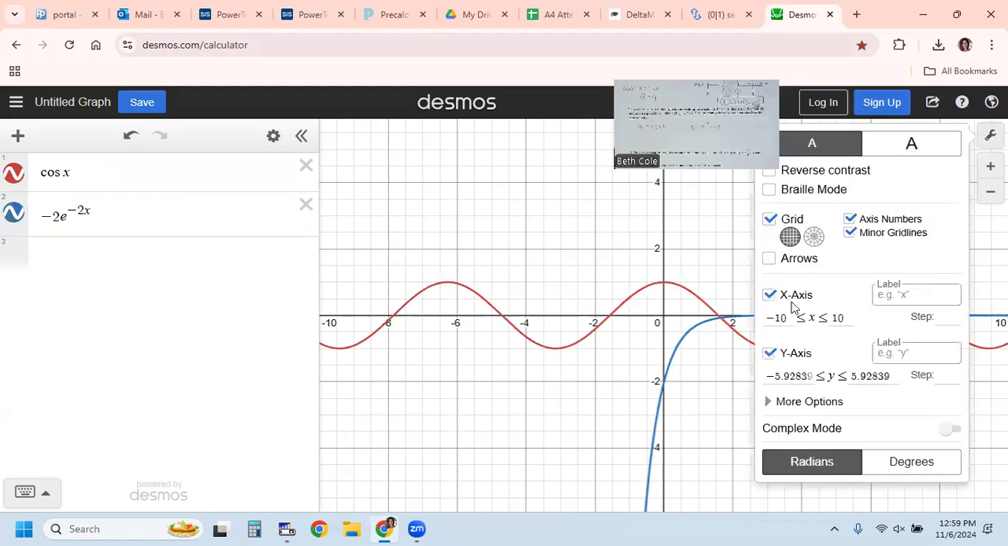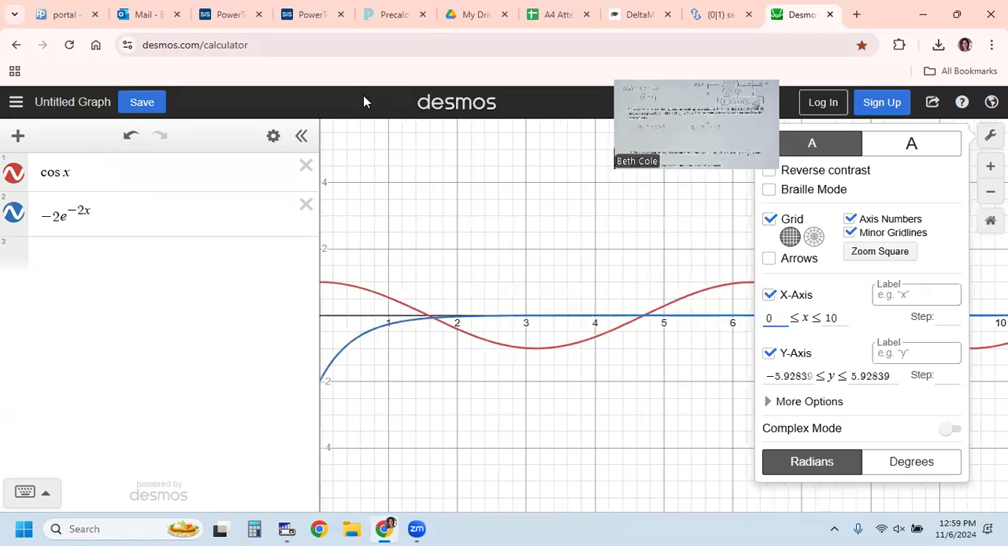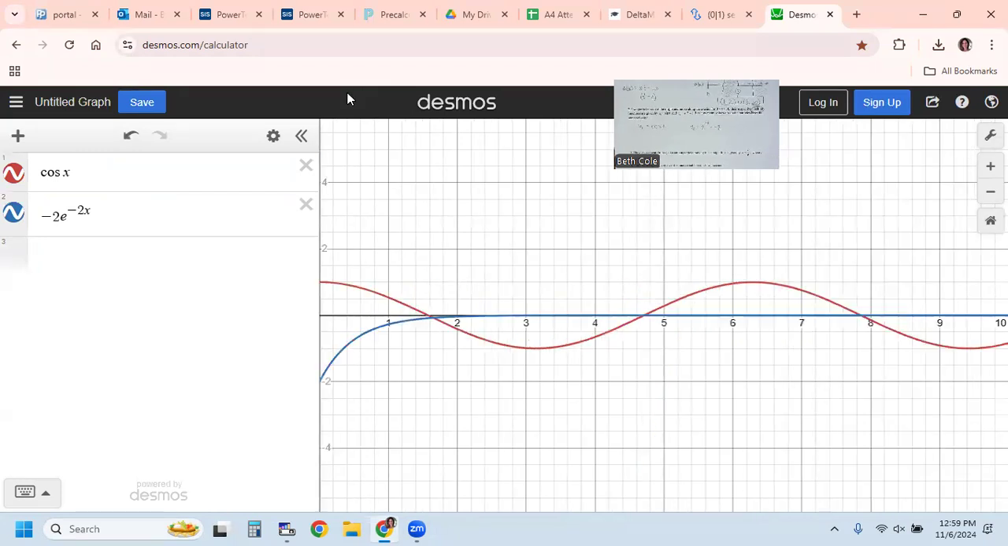And what was our window? All right, so do you see where it says x-axis here? I hope the cursor shows up on the recording. I'm going to make that 0 to 10. See what I did there? Now, it says for how many values of time are these equal?